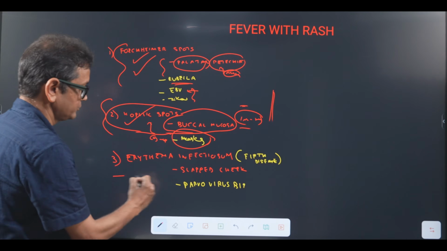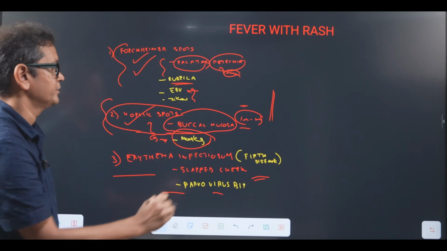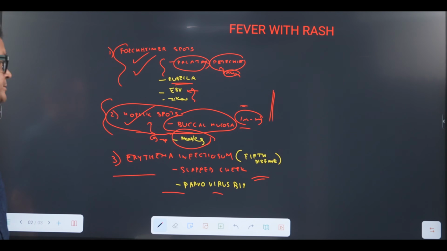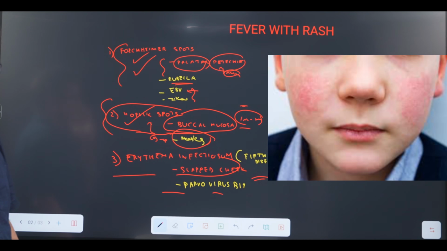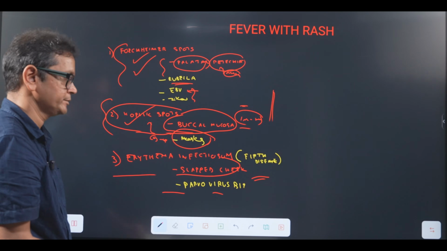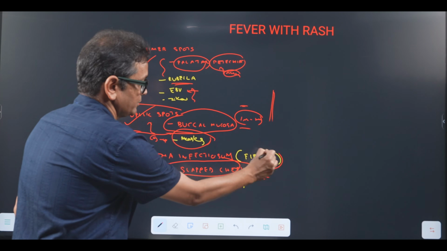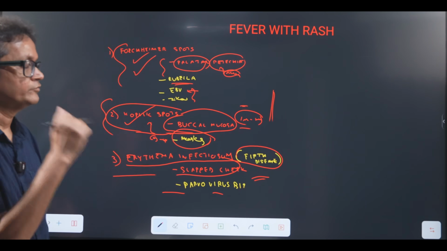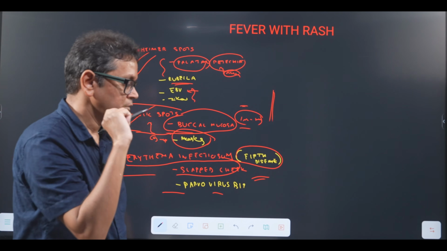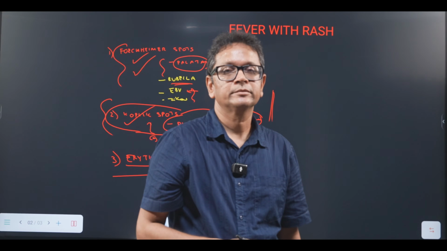Coming to another one, where fever with rash is labeled as slapped cheek appearance, that will be shown in this diagram. Slapped reddish erythematous macules. It is known as erythema infectiosum, also known as fifth disease. Anyone of you know why it is called fifth disease? Why not first disease, second, third and fourth? Any guess?